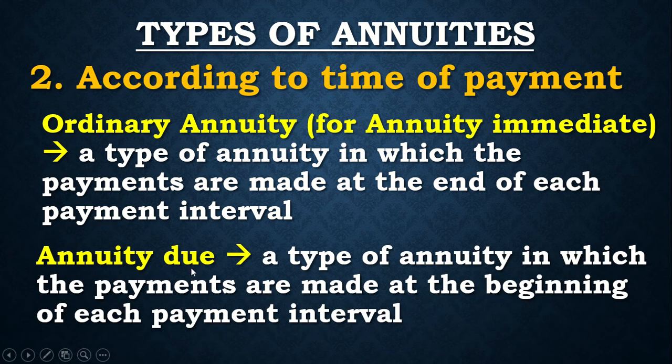Pag sinabi namang annuity due, a type of annuity in which the payments are made at the beginning of each payment interval, halimbawa ikaw ay kumuha ng appliances or ng refrigerator at ang pagbabayad mo ay monthly din, so sa simula pa lang ng unang buwan mo, sa unang araw pa lang ng pagbabayad mo installment, nagbayad ka na, that is annuity due, ang tawag doon. Again, ordinary annuity, sa dulo ng payment interval ka nagbabayad, or the annuity due sa simula pa lang.